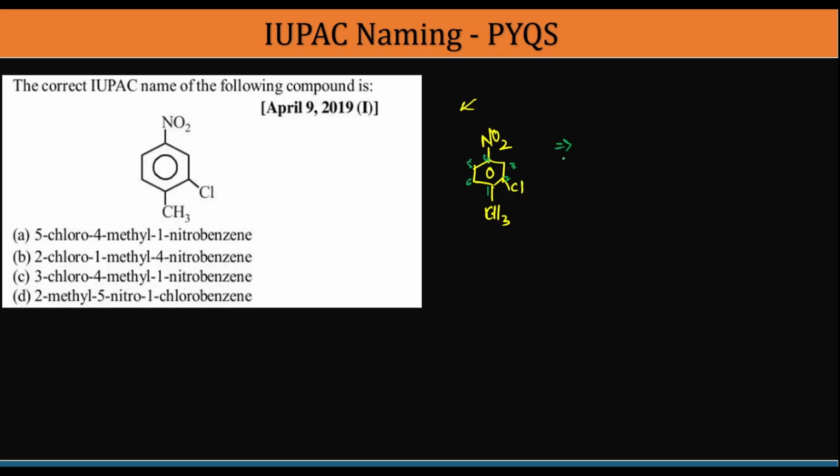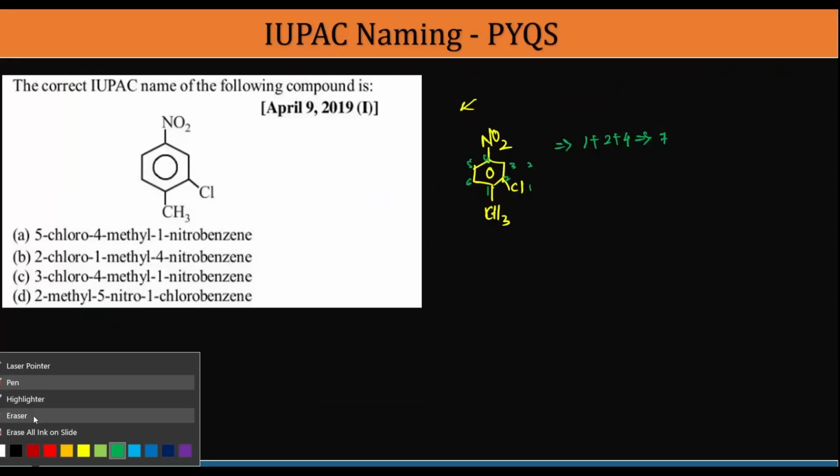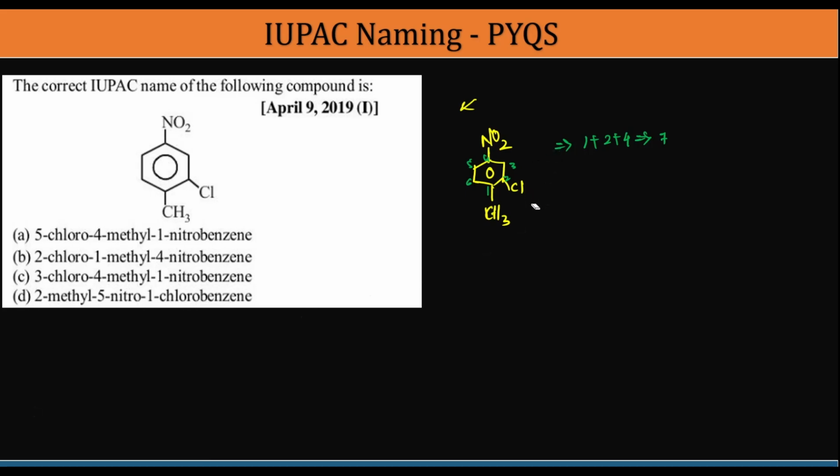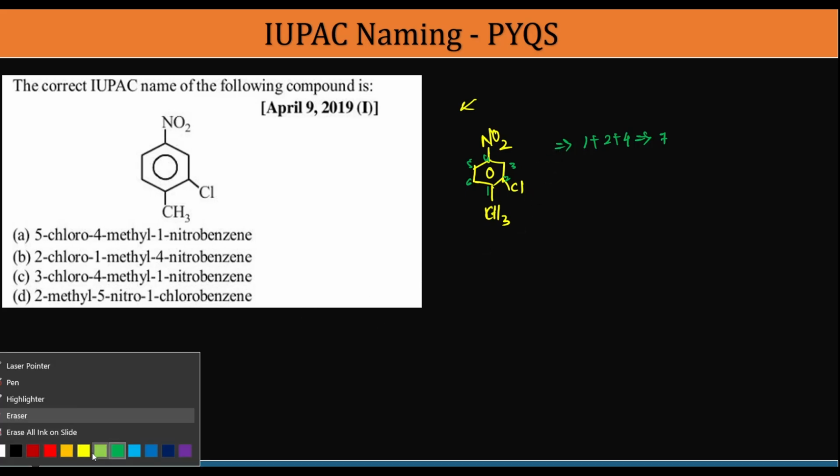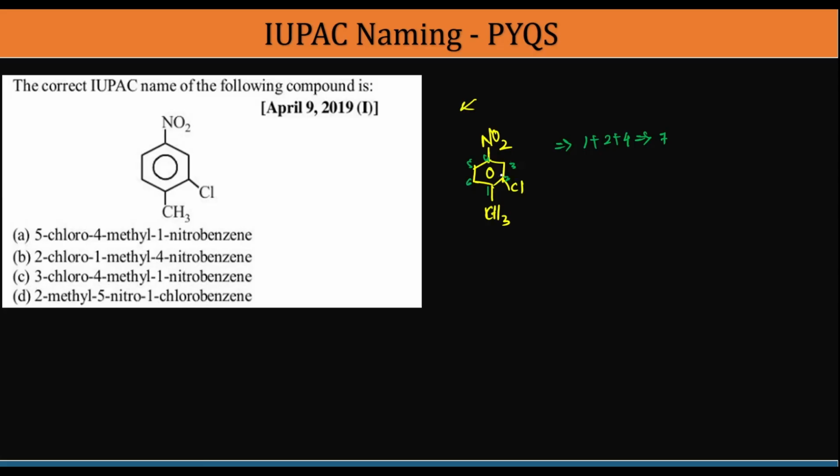So what is the sum of the locants? I mean the sum of the numbers of the locants. 1 plus 2 plus 4, right? Which is 7. And let's say for example you are giving numbering from this chlorine. Let me give it a different color so it will be clear for you. And I'm trying all the possibilities so that you don't get any doubt while solving these questions.